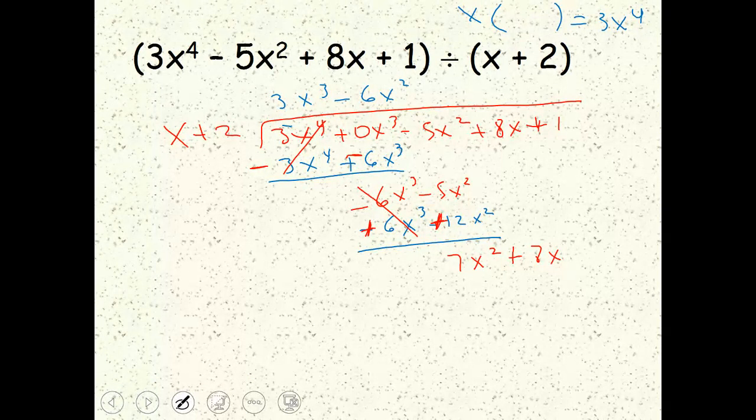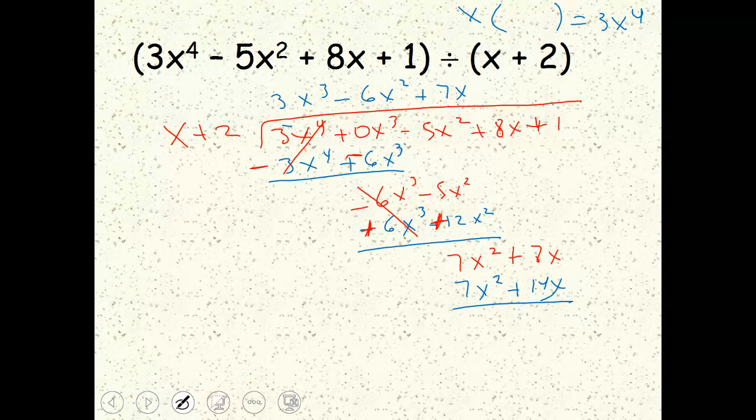Try the next step. X goes into 7x squared 7x times. Multiplying 7x times x plus 2, I get 7x to the second plus 14x. Subtract by changing these signs. These are gone. I get 8x minus 14x is minus 6x. Bring down the next term, which is our last term.